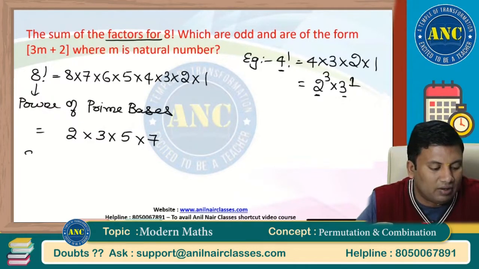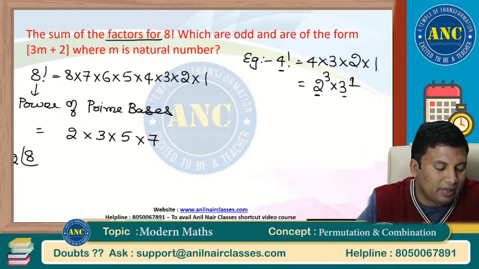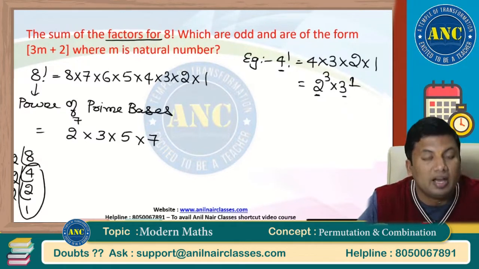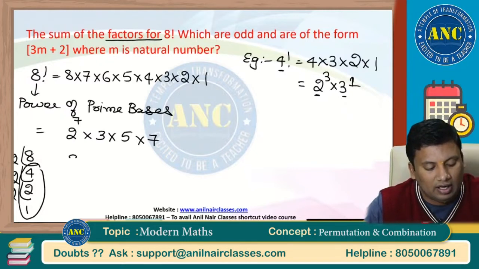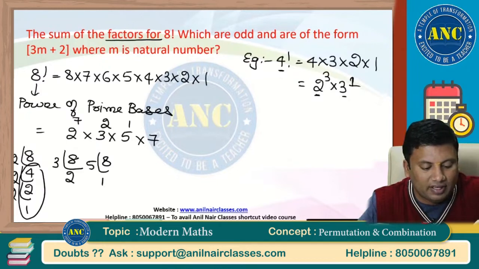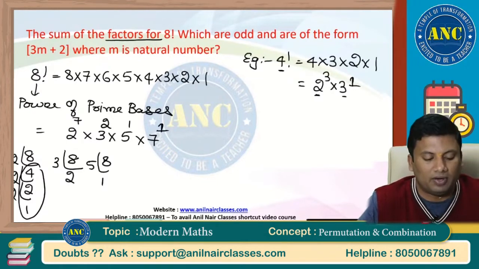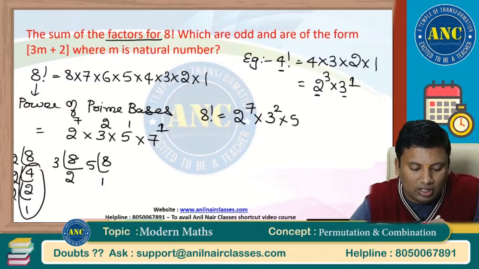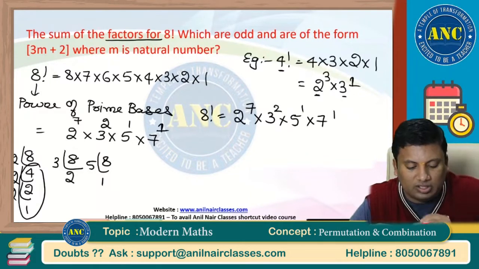So, we have to find the highest power. Divide 8 by 2: 2 4s are 8, 2 2s are 4, 2 1s are 2. 4 plus 2 plus 1 is 7. I am finding the highest power of 2 in 8 factorial. Next, I am finding the highest power of 3 in 8 factorial. 3 2s are 6, so this is 3 square. Similarly, for 5, 5 1s are 5. Again, for 7, it is 7 power 1. That means 8 factorial, as a power of prime bases, is 2 power 7 into 3 square into 5 power 1 into 7 power 1.